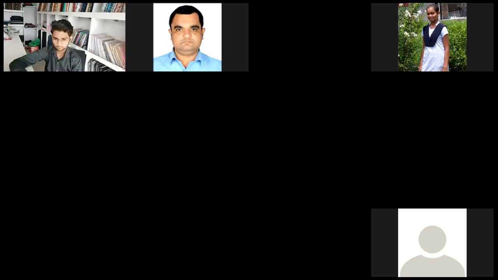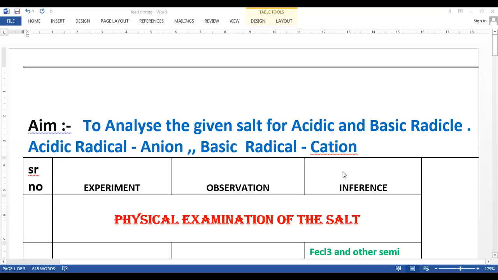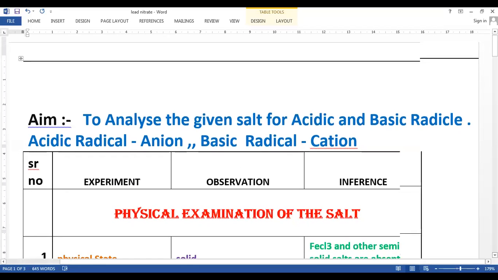Okay. Now, you know, we are going to follow one pattern. This pattern is we will first perform an experiment. We will observe what happens during the experiment, and then we reach a particular conclusion, and that conclusion is our inference. So this is the way we study the practical or salt analysis.